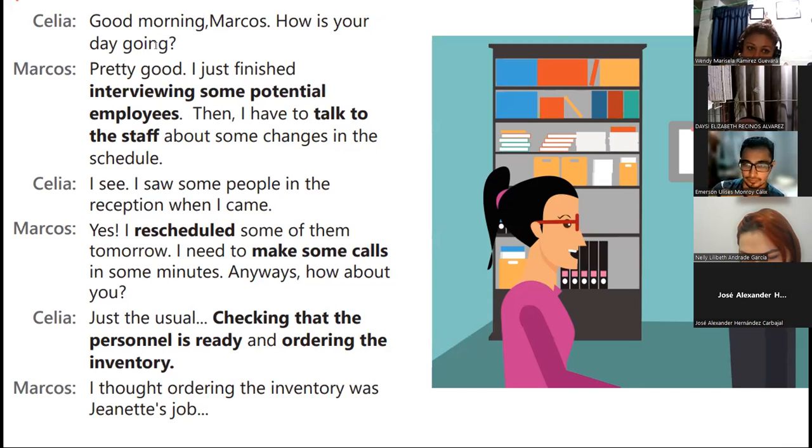What about this one? Going. Going. Yes, it is.